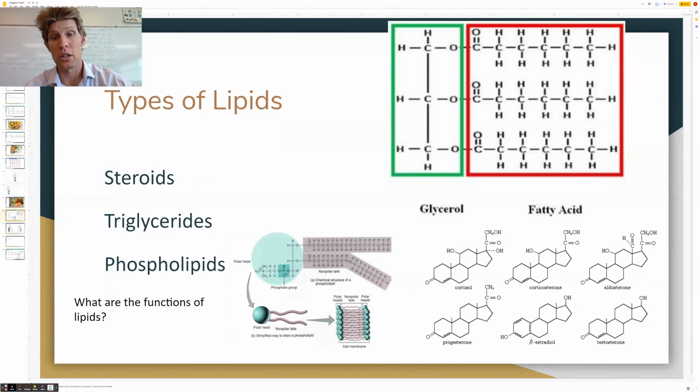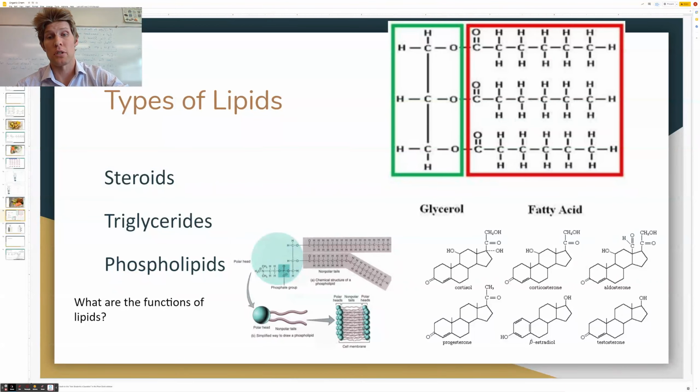Now, triglycerides are right here, and it's called a triglyceride because you have a glycerol molecule right here, and you have three fatty acid molecules right there. These are the ones that are in your food. You eat them, and they're usually stored in your body, and they're used for long-term energy storage. You get 9 calories per gram of fat that you eat, which is pretty cool because it's double what you get from proteins and carbohydrates.